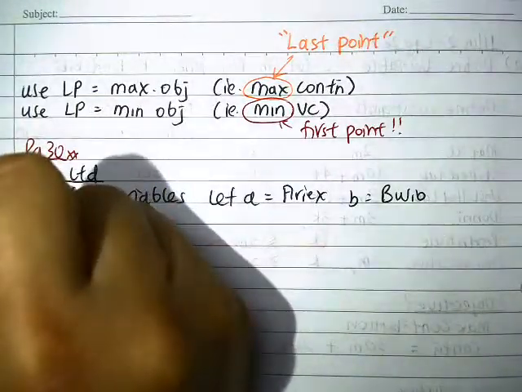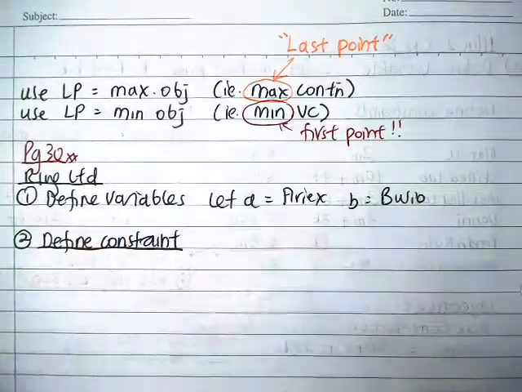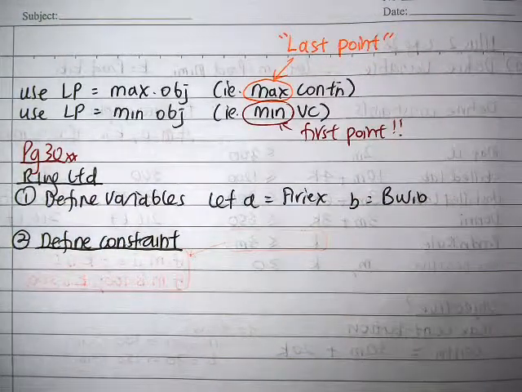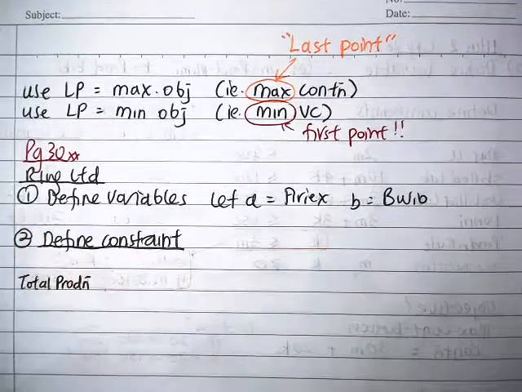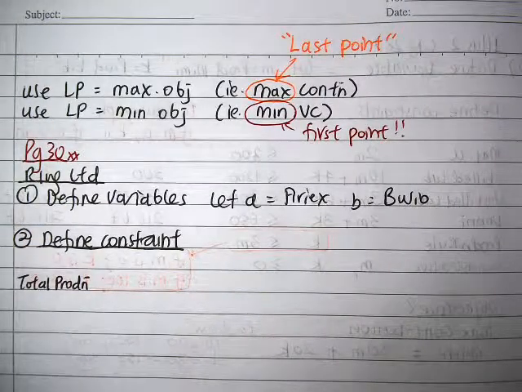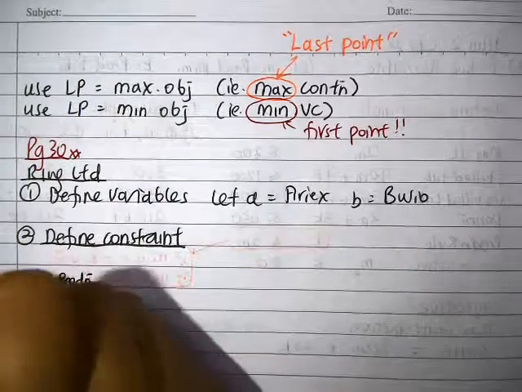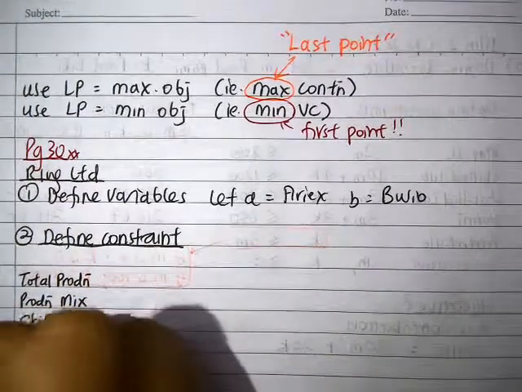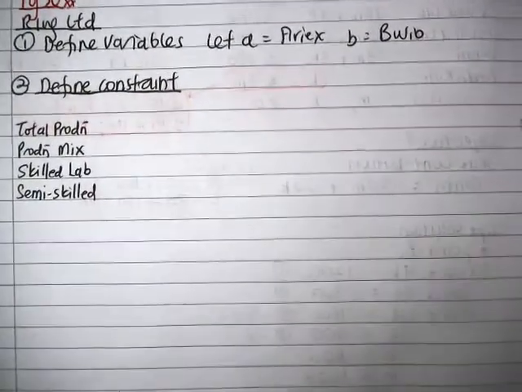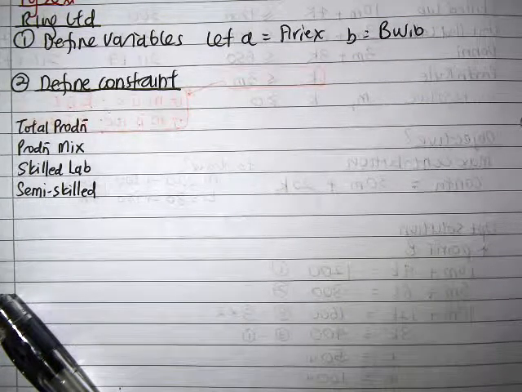Right, then after that, you will have to define constraint. Now, there are four constraints that you have here. Okay, first is the total production. Okay, then the production mix. Then the skilled labor and the semi-skilled. Okay, you try.